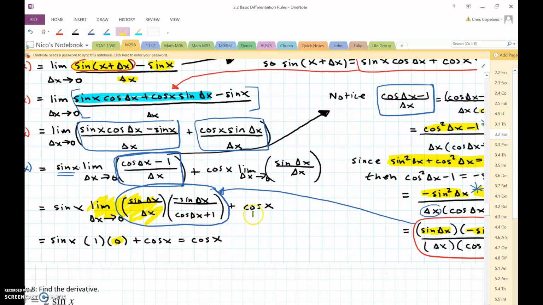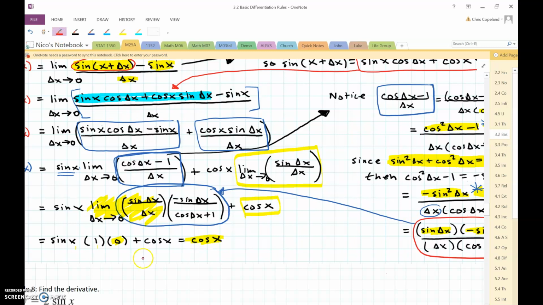And then cosine of x. How I got cosine of x, I evaluated this limit. So this is the squeeze theorem again. The limit of sine delta x all over delta x as delta x goes to 0 goes to 1. 1 times cosine of x is cosine of x. So now you have sine of x times 1 times 0 plus cosine of x. That's going to result in cosine of x.